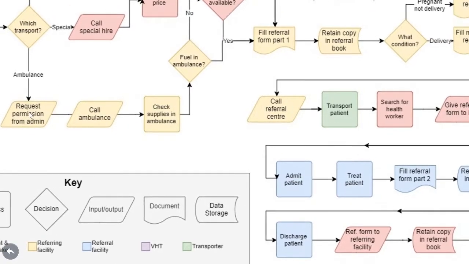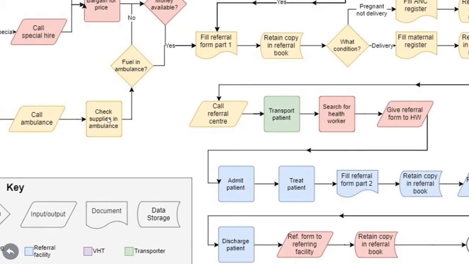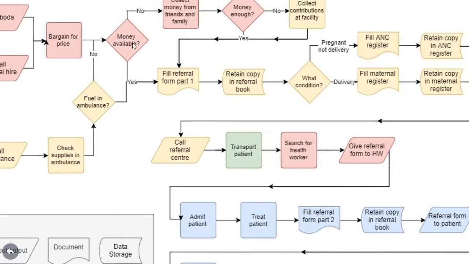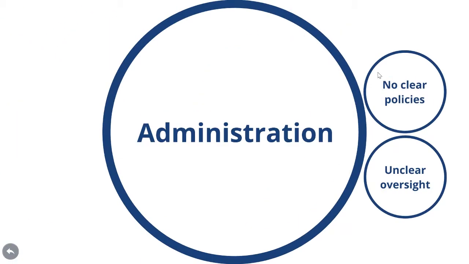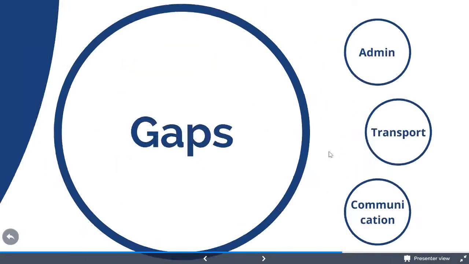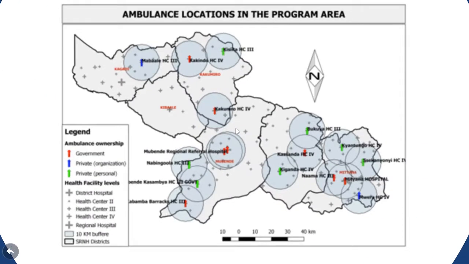So here is the map, and again, same key: process, decision, input, output, document, and data storage. We have the referring facility where the patient is originating in yellow, and the referral facility where the patient will end up in blue. So we start with identifying the emergency and health workers giving first aid.